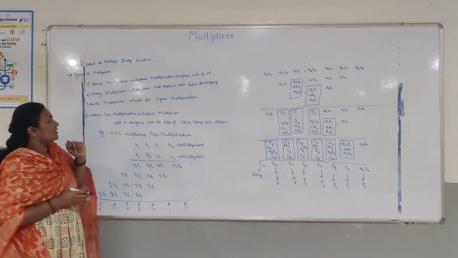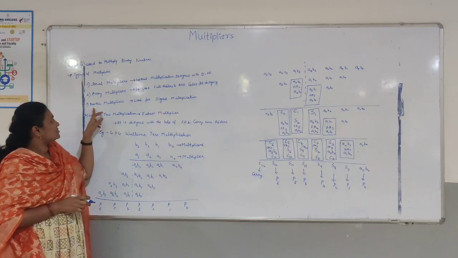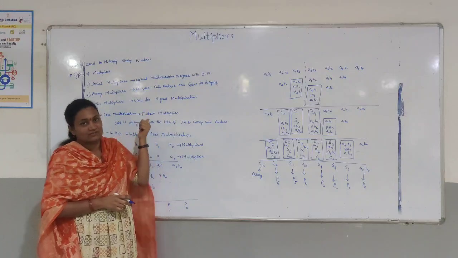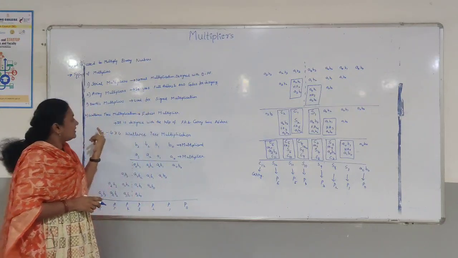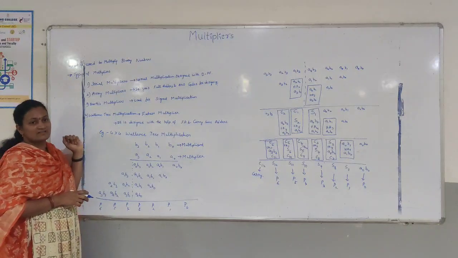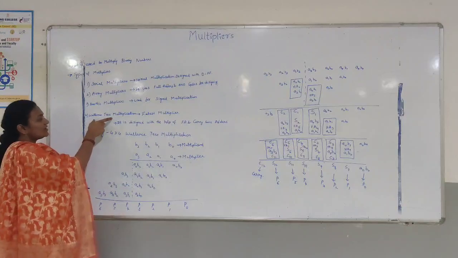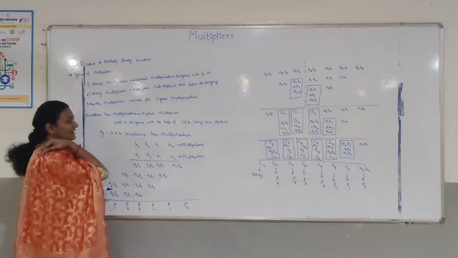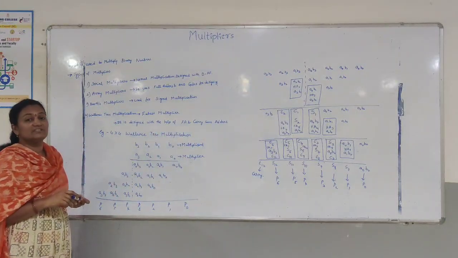Third one is Booth's multiplier. The main advantage of this is that it is used for the multiplication of signed numbers. And the last one is balanced multiplication. Compared to all these multipliers, this is the fastest multiplication algorithm because it uses the full adder and the carry save adder for the design.